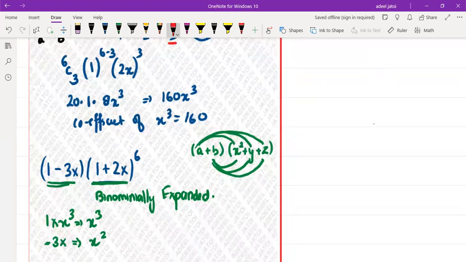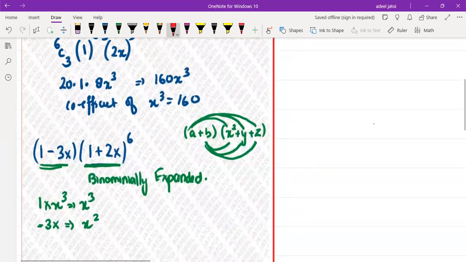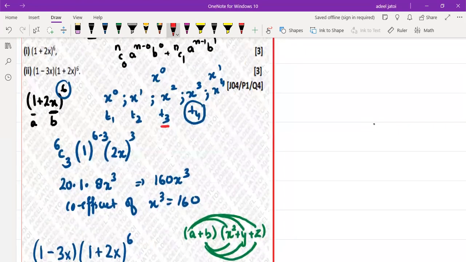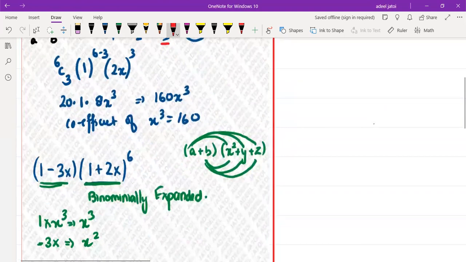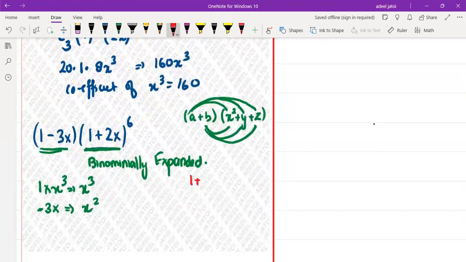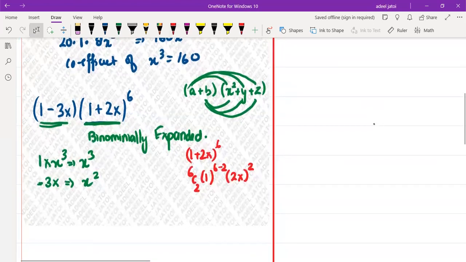Now, for that you need to find out term 3 with the power 2. So for this, (1 + 2x), we need 6C2, 1^(6 minus 2), (2x) to the power 2. 6C2 is, calculate, 15. Multiply by 1, because anything to the power is 1. This should be 4x square. So that means this should be 60x square.